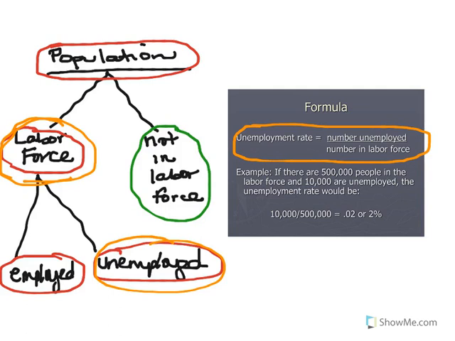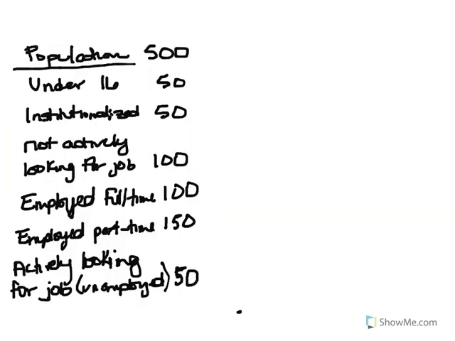So for example, let's say that there's 500,000 people that are currently in the labor force, and of those 500,000 people, 10,000 were unemployed, so that would mean 490,000 technically have jobs. Then that would mean the unemployment rate would be 2%. We would just take 10,000 and divide it by 500,000, and we see right here we would end up coming up with a value of 2%.